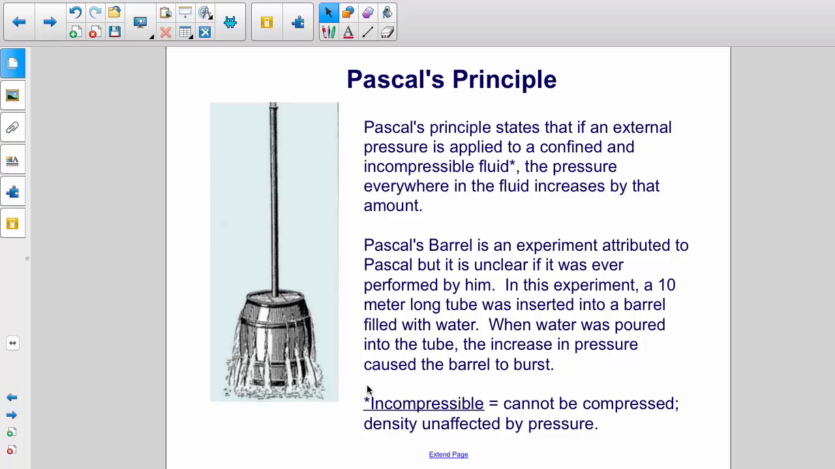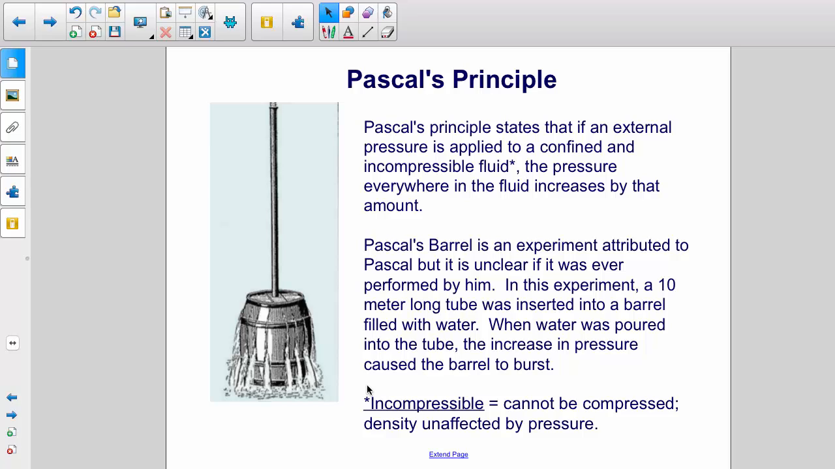On the left is a picture of an experiment attributed to Pascal called Pascal's barrel. Now, it was very unclear whether he ever performed it, but nevertheless, in this experiment, a 10-meter long tube was inserted into a barrel filled with water. When water was poured into the tube, the increase in pressure caused the barrel to burst.